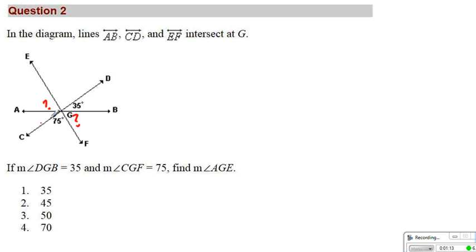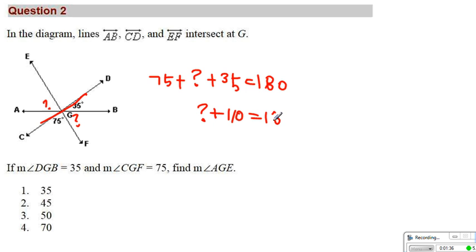But since those three angles make up 180 degrees, we can say that 75 plus the question mark plus 35 must be equal to 180. Then the question mark plus 110 must be equal to 180. Therefore, the question mark must be equal to 70. Alright, therefore choice number 4.